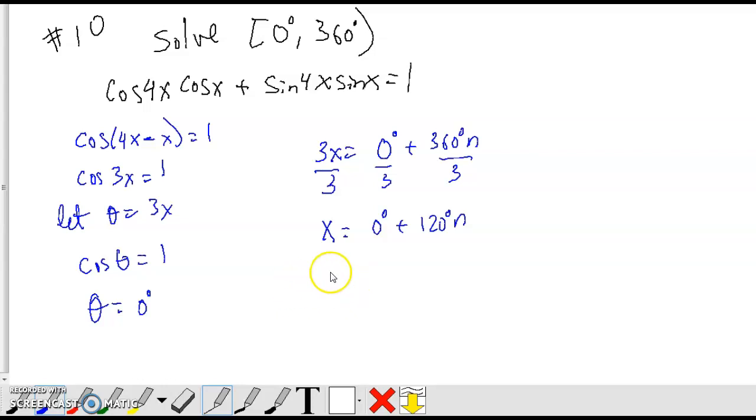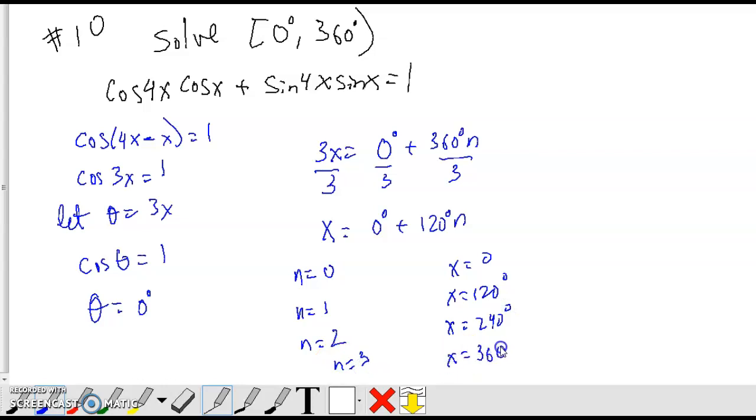So when I plug in for when n is equal to 0, I'm going to get x is equal to 0. When I plug in 1, I'm going to get x is equal to 120. When I plug in 2, I will get x is equal to 240. When I plug in 3, I will get 360. But that is outside my domain. So my answers are x is equal to, bam, 0 degrees, 120, and 240.